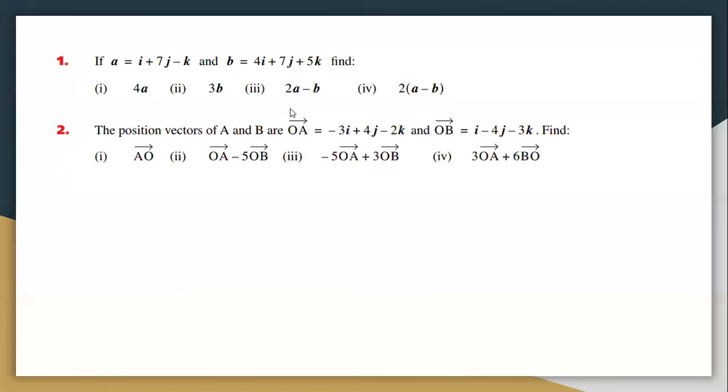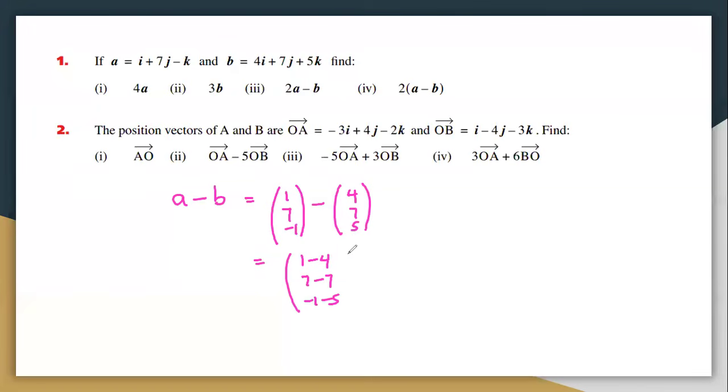So we shall first subtract the vector A. Okay, so you subtract A minus B. Yes. So we shall get -2, -3, zero, then -6.